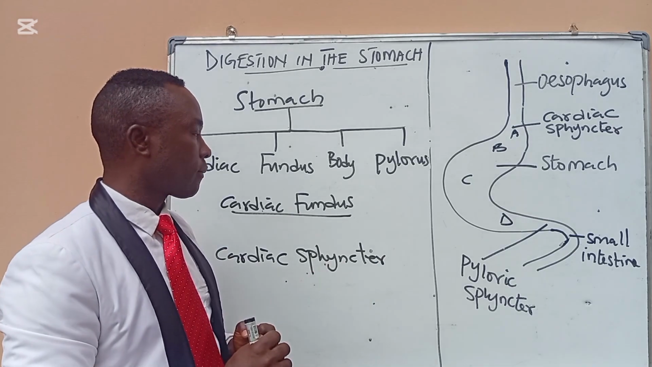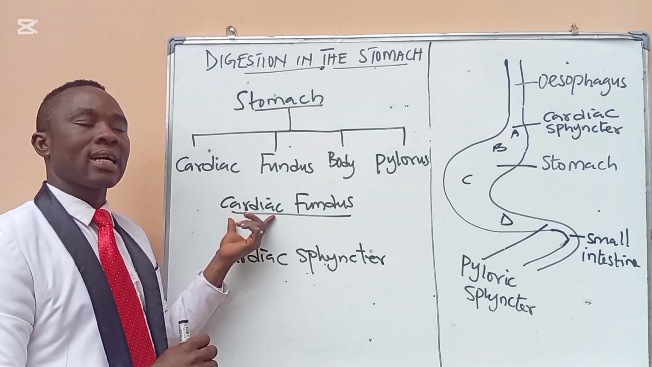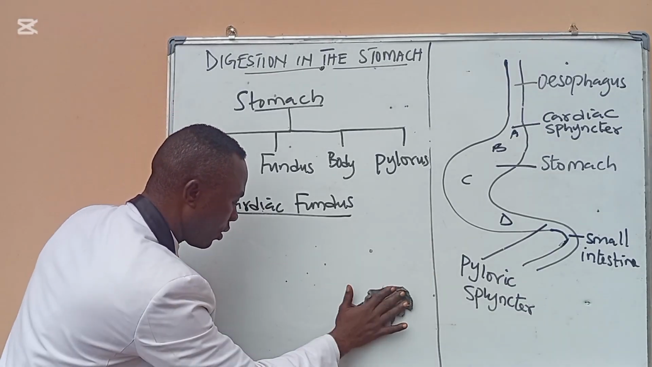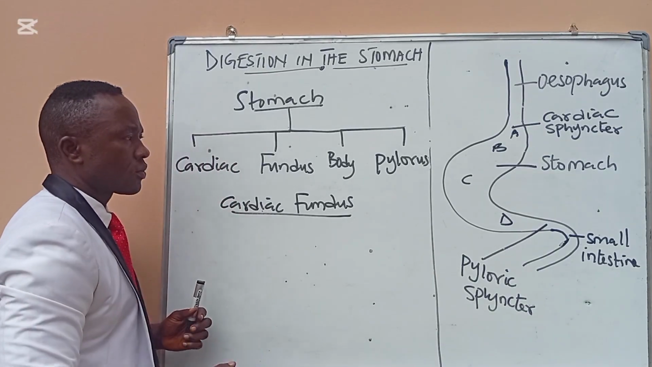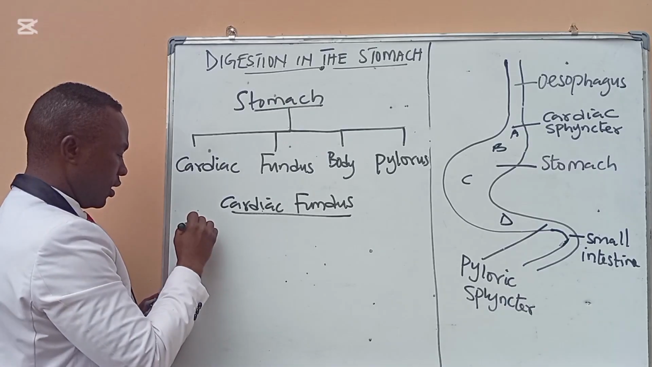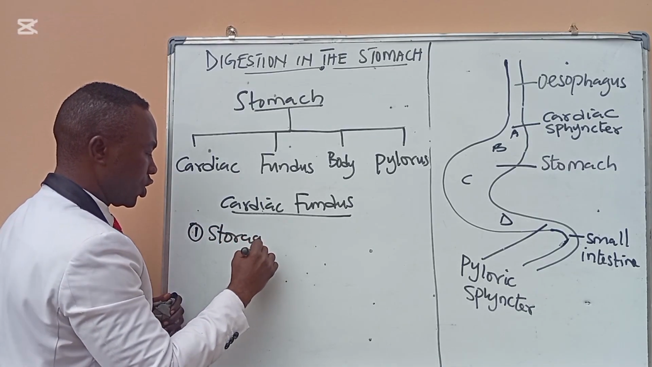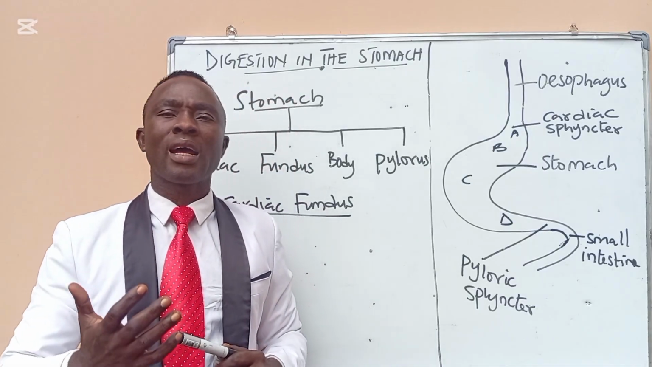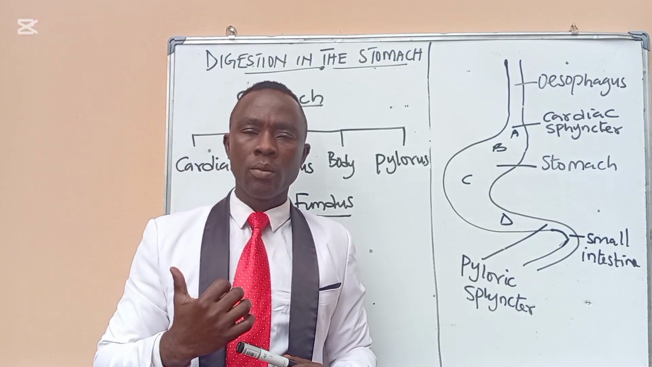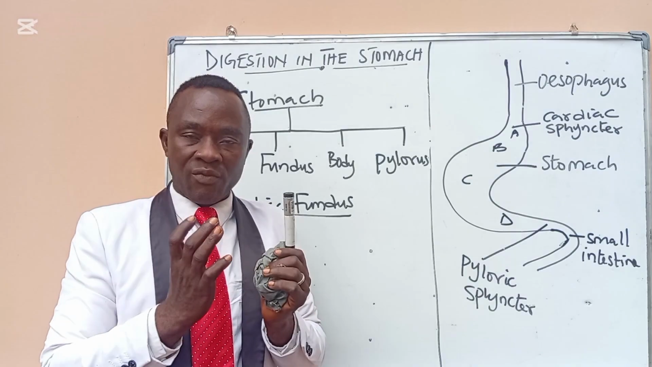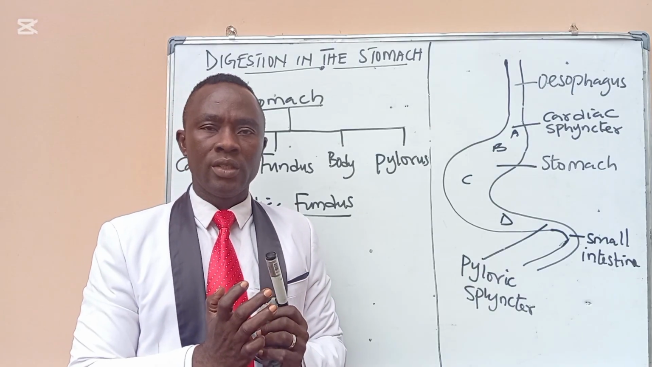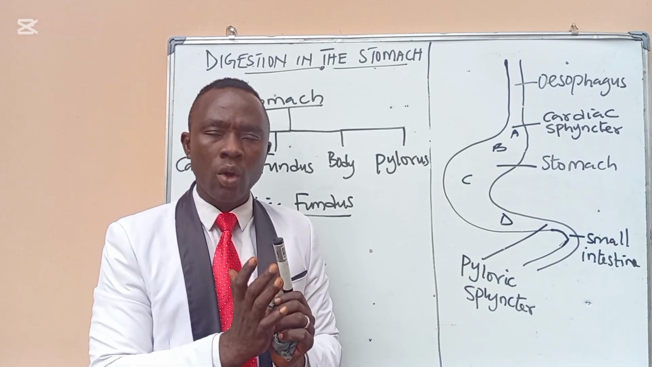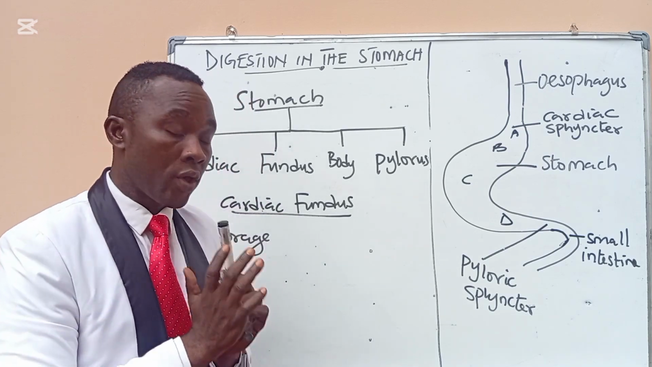Now, what is the function of the cardiac and fundus, which is the upper part of the stomach? Number one is storage. They have a storage function. Anytime food enters the stomach from the esophagus, the first part that welcomes the food is the cardiac and fundus, and they store the food there for a while.